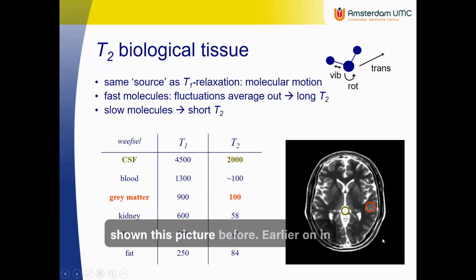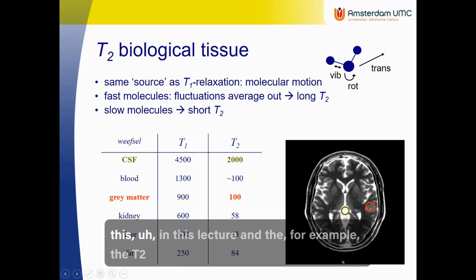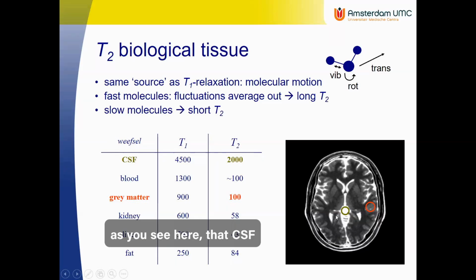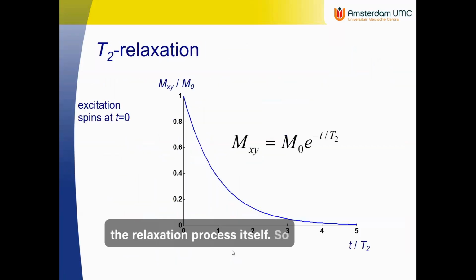Now, I've shown this picture early on in this lecture. For example, the T2 of CSF is about 2 seconds, and as you can see, CSF produces a bright signal on a T2 image like this. Gray matter has a way shorter T2 relaxation, and it appears darker on the T2. So we're going to have a look and see how that gets explained by the relaxation process itself.